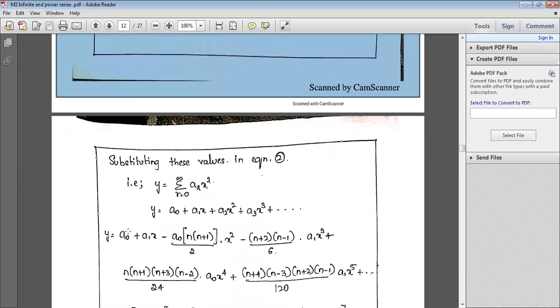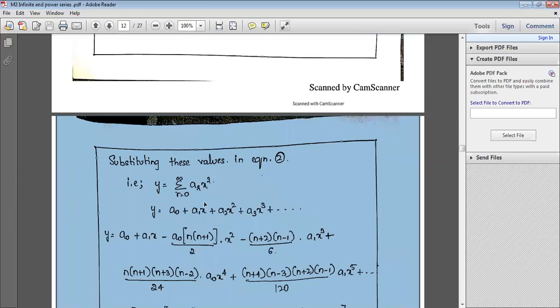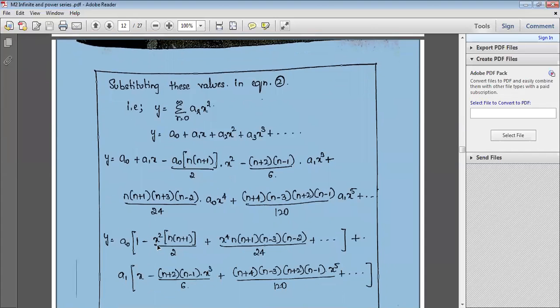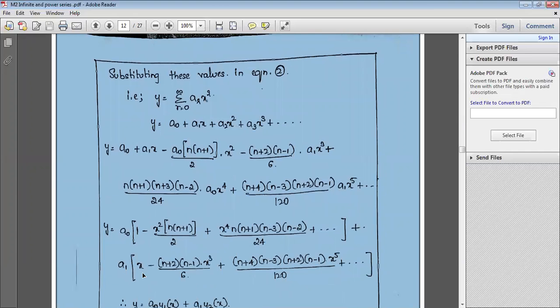Substitute this formula: y is equal to summation r is equal to 0 to infinity a r x power r, a0 plus a1 x plus a2 x square plus a3 x cube. We have found them all out. a0 remains constant, a1 remains as it is, a2 is in terms of a0, a3 is in terms of a1. We should have either a0 or a1. Take a0 common and a1 common.